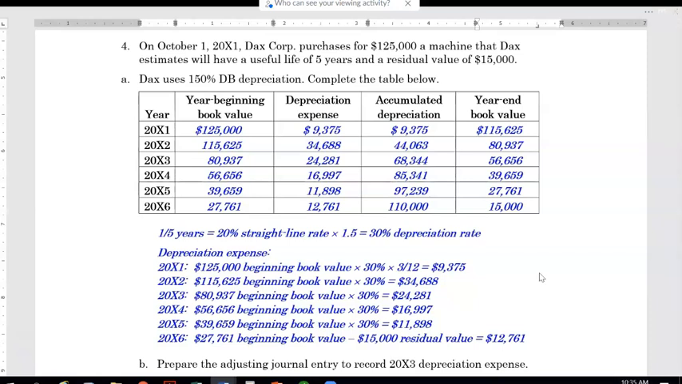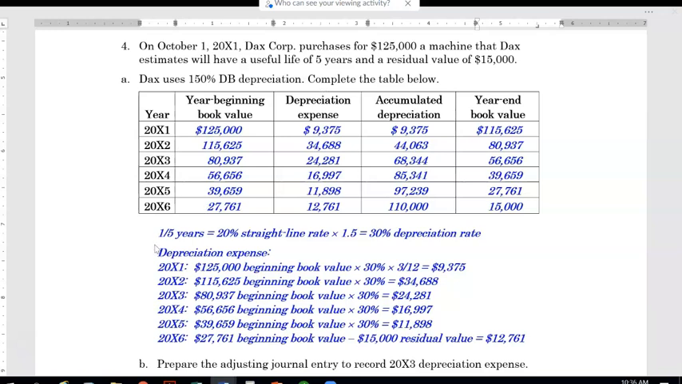In number 4, it says on October 1st. Okay, so remember that's October. On October 1st of 2011, DAX Corporation purchases for $125,000 a machine that estimates have a useful life of 5 years, residual 15,000. Okay, DAX is using the 150% declining balance method.